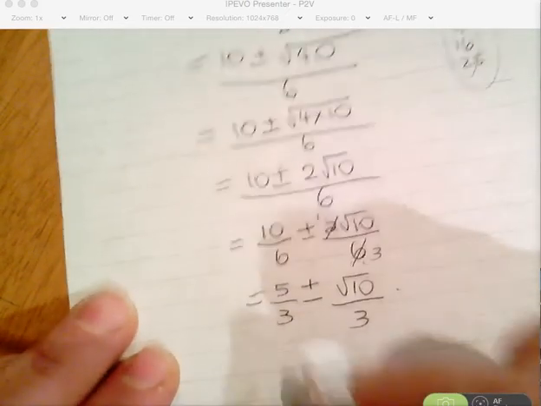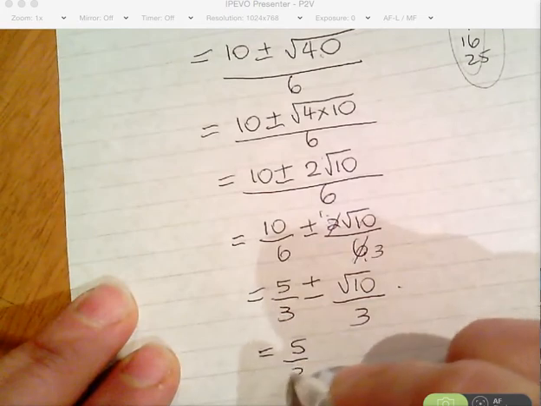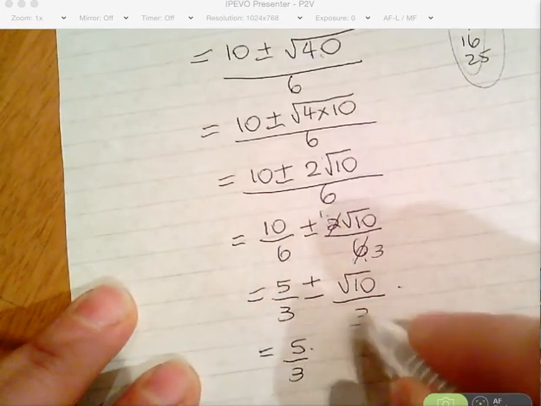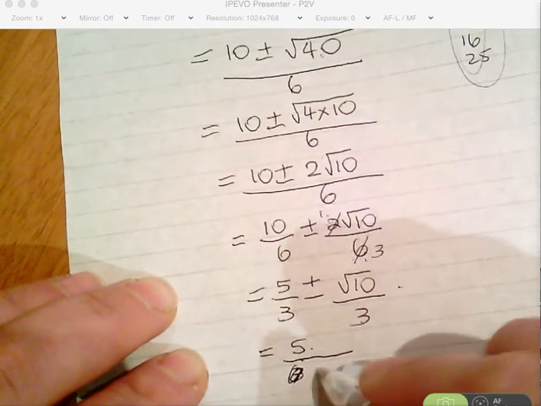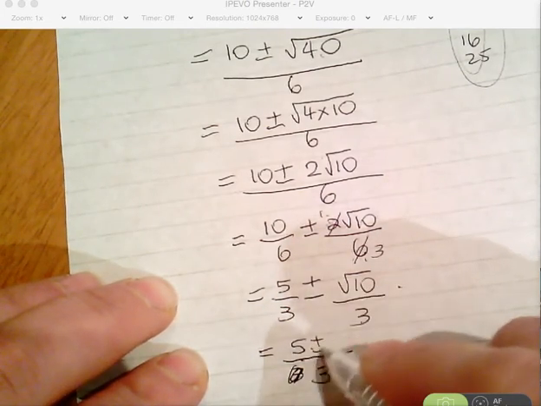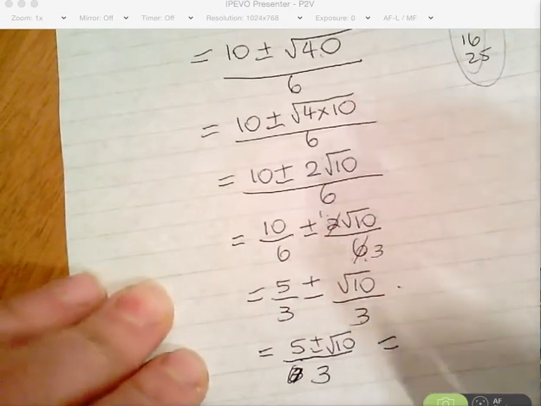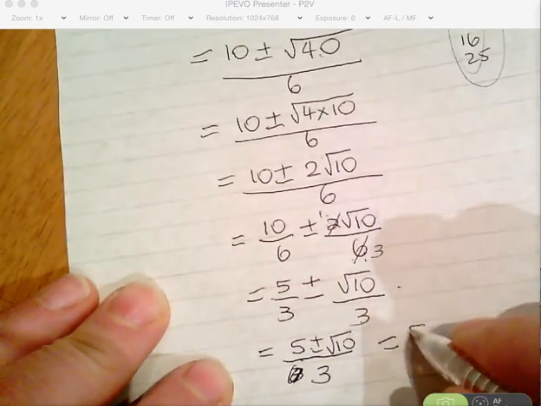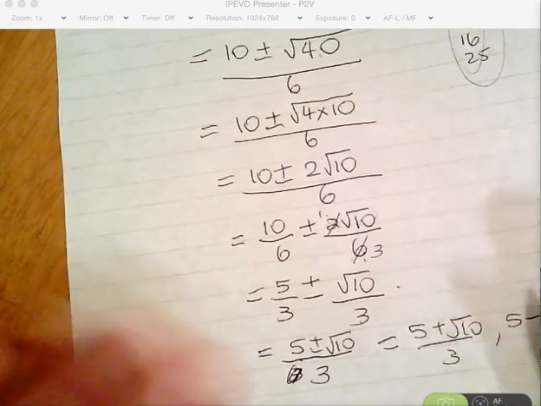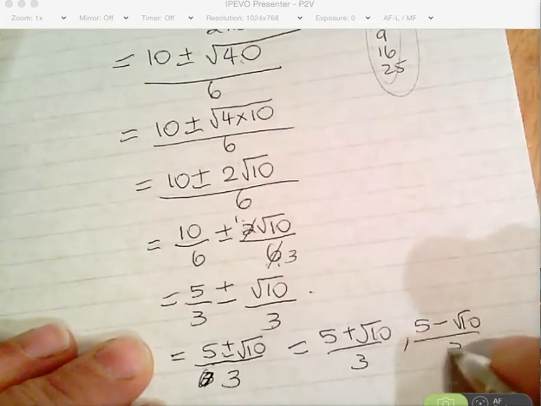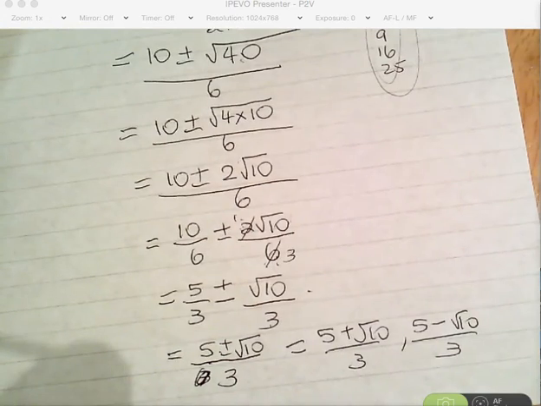So therefore, your two solutions here are 5 over 3. Now, because they're both over 3, I'm just going to rewrite it with one denominator. So 5 plus or minus root 10 over 3, so my two solutions are 5 plus root 10 over 3, 5 minus root 10 over 3. And that's the end of that question.